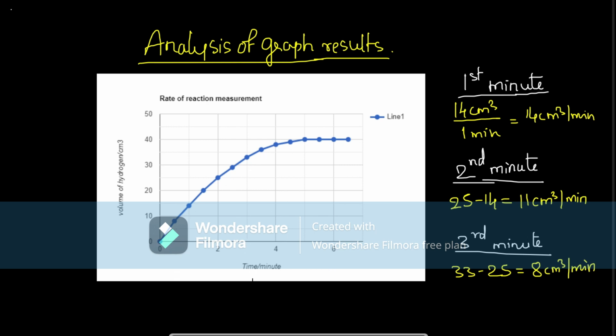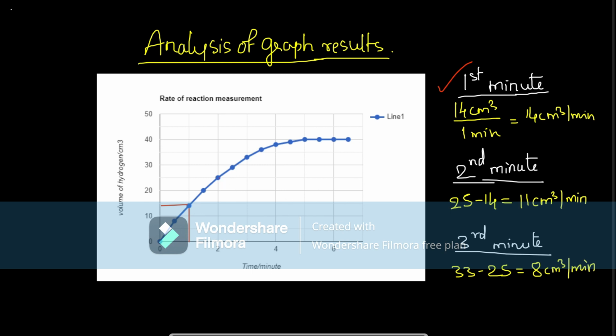And when you see the first minute of the reaction, so that is from here, you can see the value of volume of hydrogen in cm cube collected in this first minute. So it is around 14 cm cube in 1 minute. So the rate of reaction here is 14 cm cube per minute, means 14 cm cube of hydrogen consumed in 1 minute.